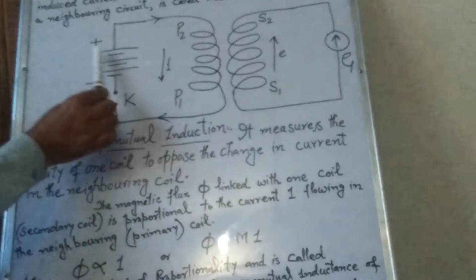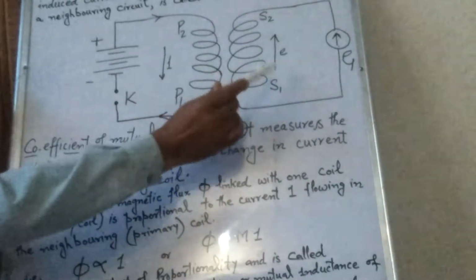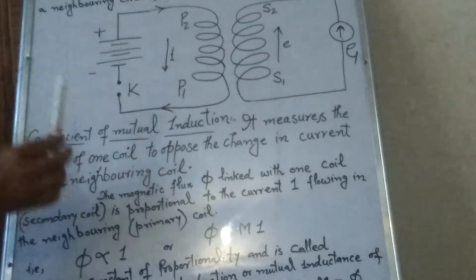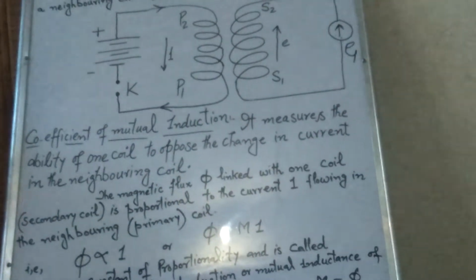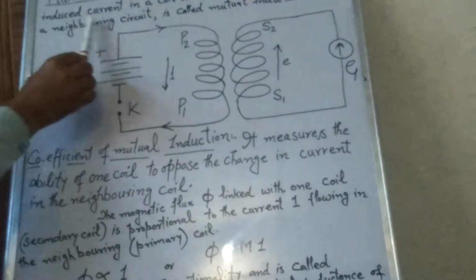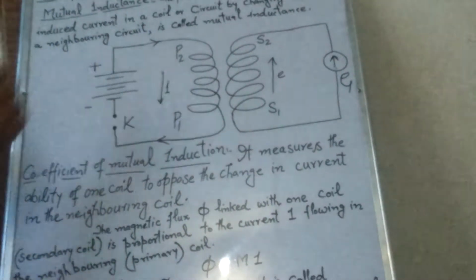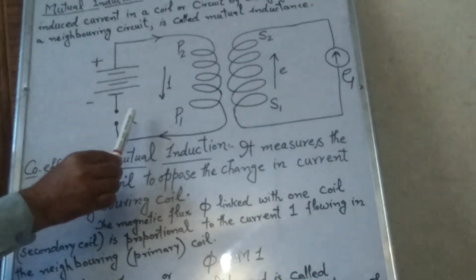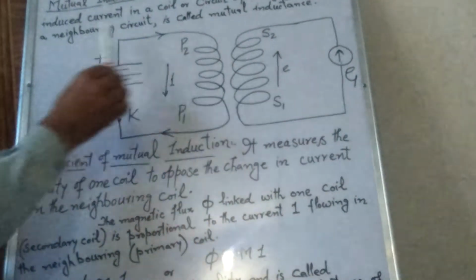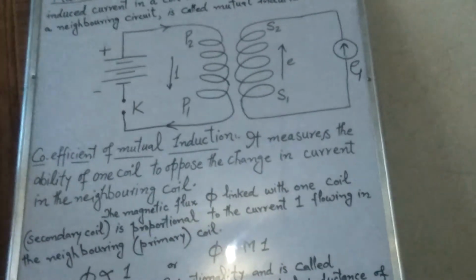Current I flowing in the primary circuit has an effect in the neighboring circuit. Thus, by passage of this current, we get mutual inductance. Now I will read the definition of mutual inductance: the phenomenon of producing an induced current in a coil or circuit by changing current in the neighboring circuit. We have passed current in the first circuit and this has changed the current in the neighboring circuit. This we call mutual inductance.